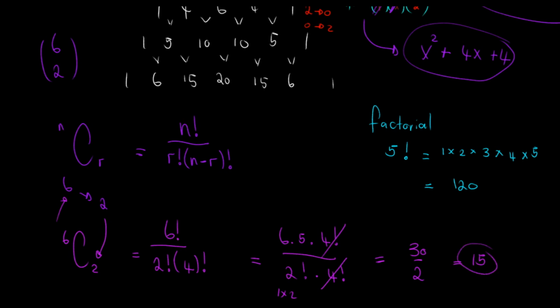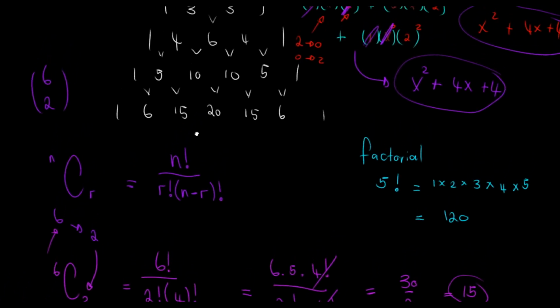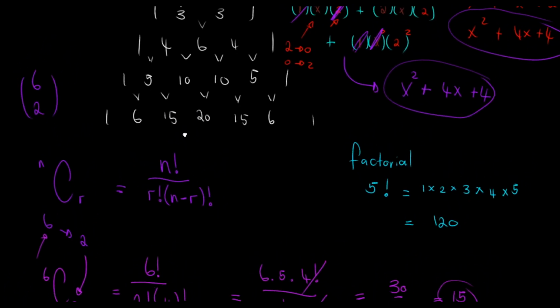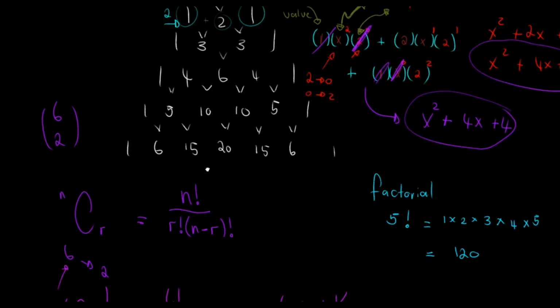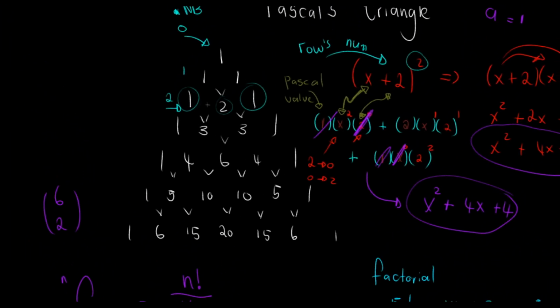Now let's take this 15. So there are 15 possible combinations that I can pick if I have a total of 6 students and I need to pick 2. Okay, so let's write here: total students is 6 and I need to pick 2 of them. Now let's go back to our Pascal's triangle. We know that the possible combinations are 15. So let's write that over here.